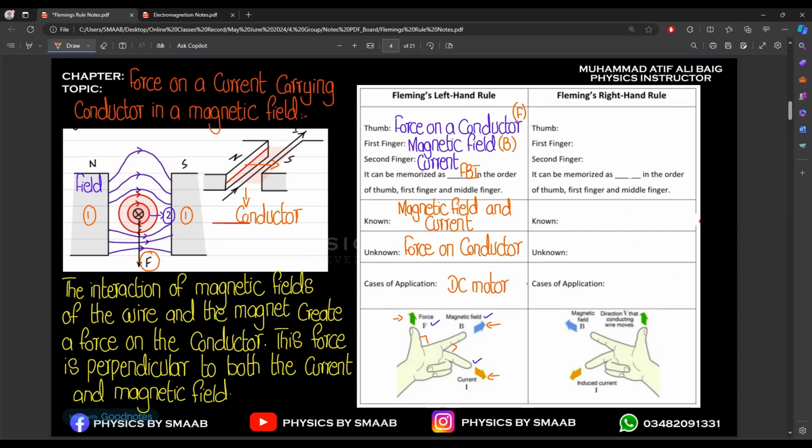And if we compare with the right hand rule, what is the difference from the left hand rule? In the right hand rule, we use the thumb for the applied force, right? If we are using a conductor, we actually move that conductor in some specific direction. So when we move the conductor, definitely we apply some force. So we use the thumb to represent that applied force. And then we have the first finger, which shows the same magnetic field.